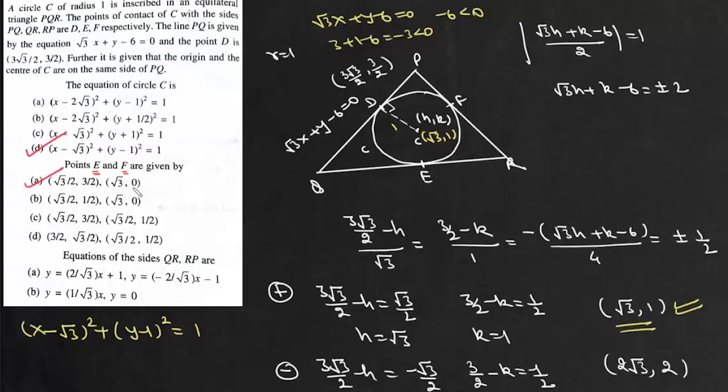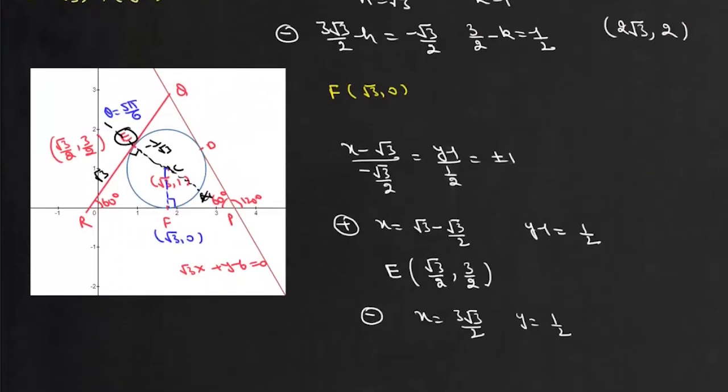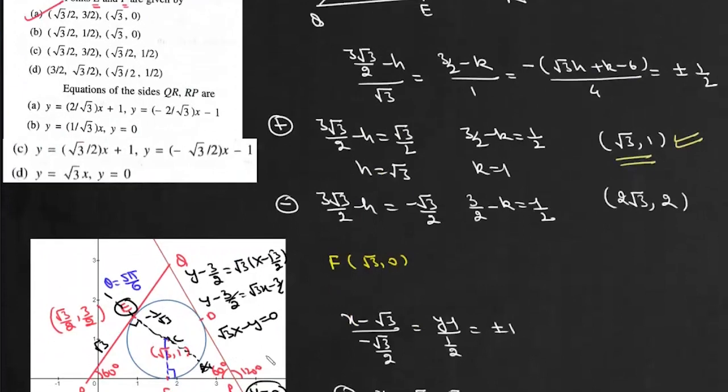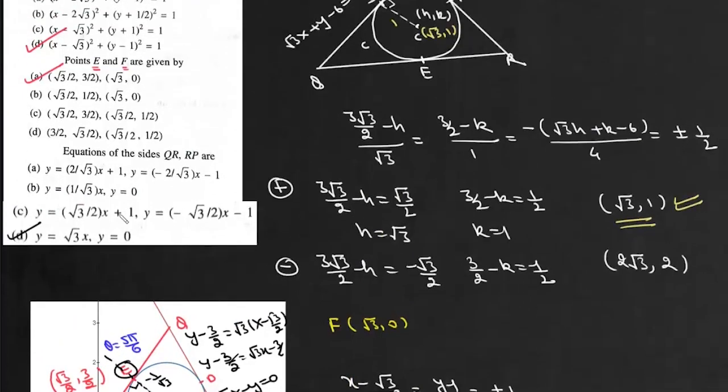And finally, it is the equation of sides QR and RP. Now, the equation of RP is very simple. It is simply the x-axis. So its equation is y equals 0, and the equation of QR is y minus y1 equals root 3 times (x minus root 3 by 2). So it will be y minus 3 by 2 equals root 3x minus 3 by 2. So the equation of QR is root 3x minus y equals 0, and the equation of PR is y equals 0. So the equations are root 3x minus y equals 0 and y equals 0. And that will be your option D, root 3x minus y equals 0 and y equals 0.